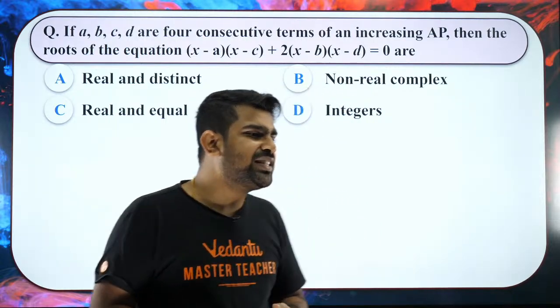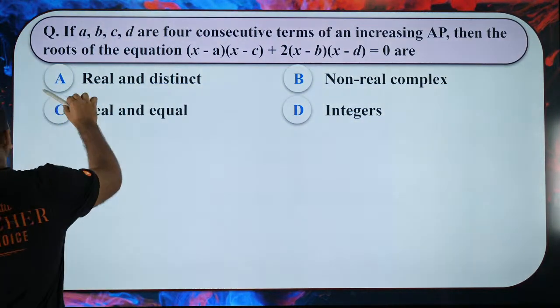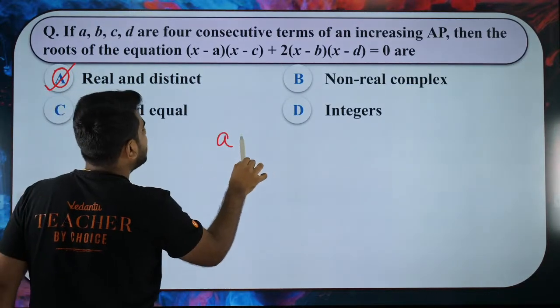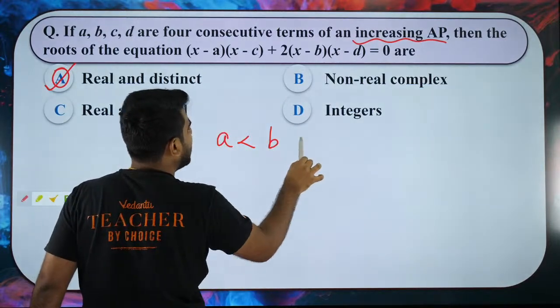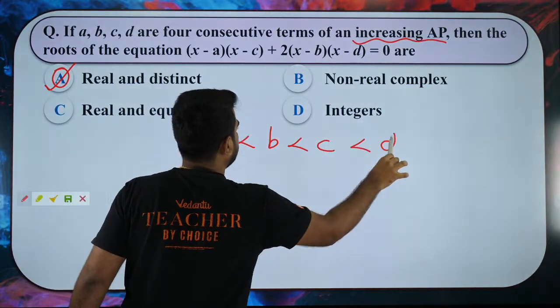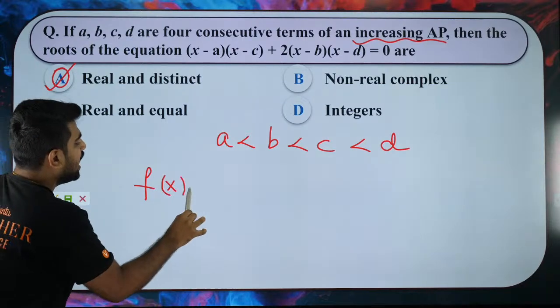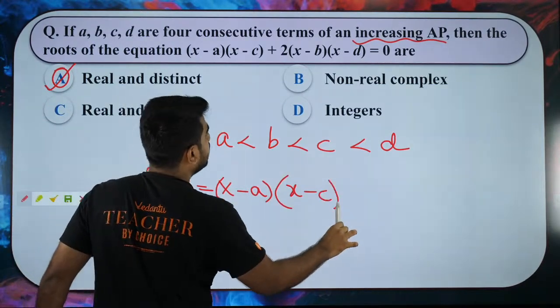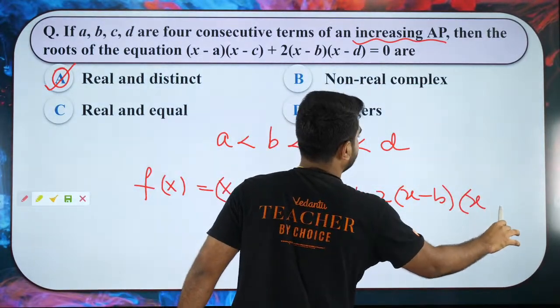So guys, let's get started. What is the answer? The answer is real and distinct. Manpreet is absolutely right. Because we know that a, b, c, d is an increasing AP. So a is less than b is less than c is less than d. So what is f of x? Let's take f of x to be (x minus a)(x minus c) plus 2(x minus b)(x minus d).